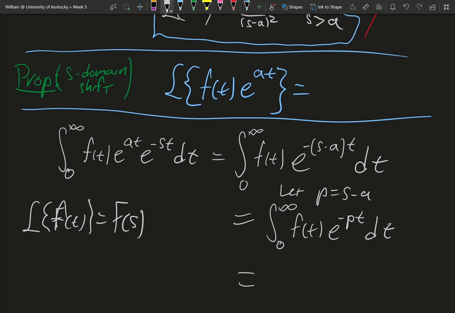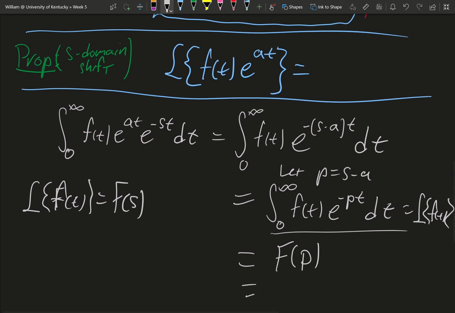Okay, well, if we look here, this is just the Laplace transform of f, really, except we have a negative p instead of a negative s. So that has to equal negative p. And now if we undo the substitution, we just get s minus a. So the Laplace transform of anything that we know times e to the at is just the Laplace transform of f with s minus a plugged in instead of s.